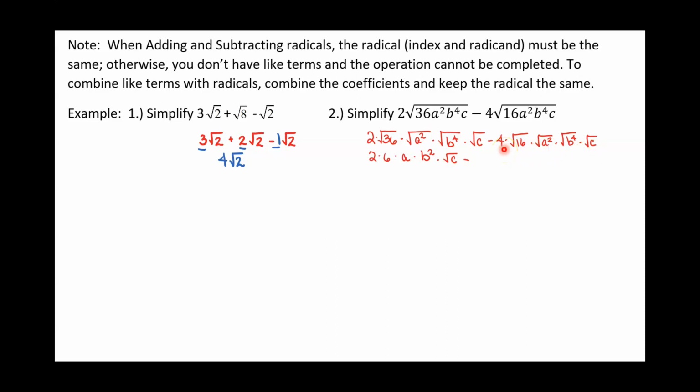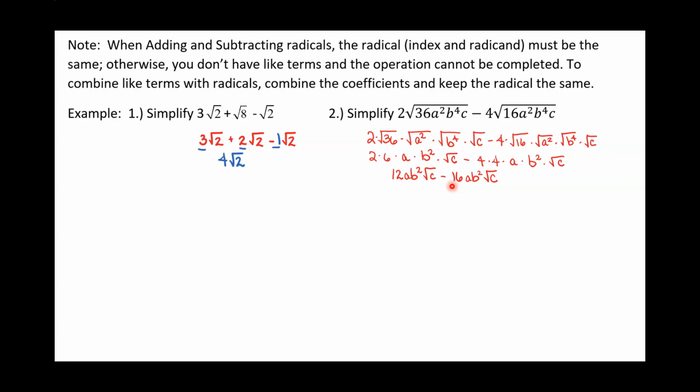All right, now let's come to the second term down here. So we've already got our 4. What's the square root of 16? Square root of 16 is 4. Square root of a squared is a. Square root of b to the 4th is b squared. And I can't do anything with that square root of c. All right, so if we simplify just a little bit here, 2 times 6, of course, is 12, and 4 times 4 is 16. So I have 12ab squared square roots of c minus 16ab squared square roots of c.